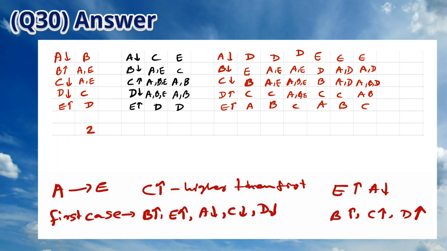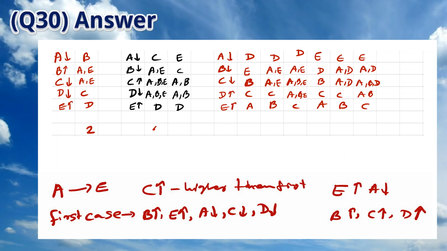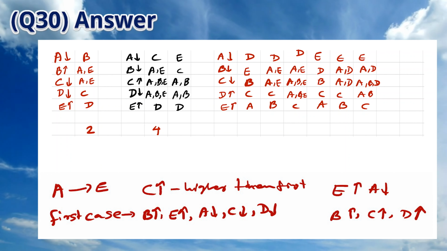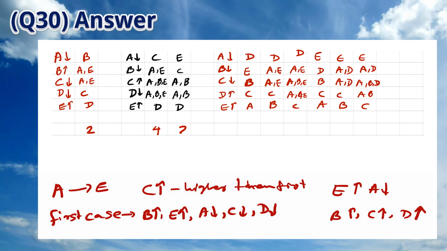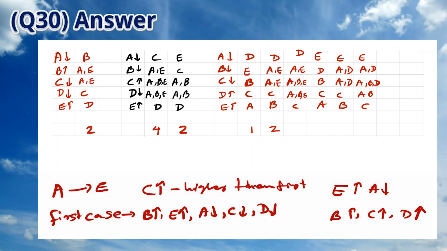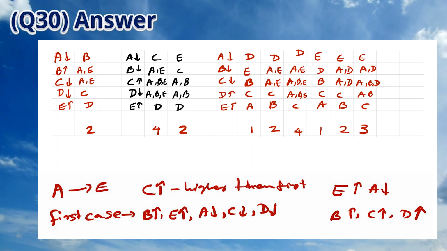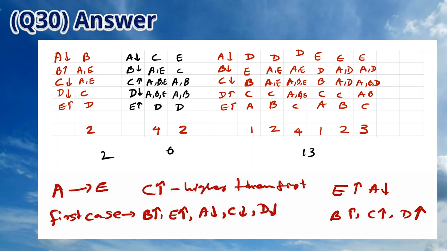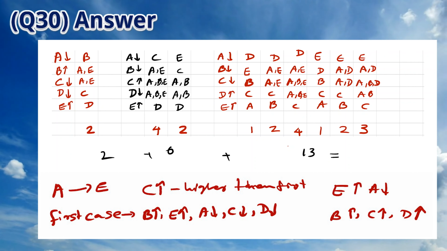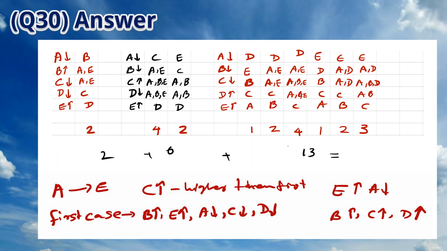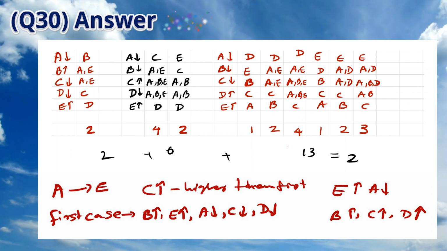In the first table, there's a total of 2 possibilities. In the second, there's 4 plus 2 possibilities. In the third, there's 1 plus 2 plus 4 plus 1 plus 2 plus 3 possibilities. We can add all of these up to give 2 plus 6 plus 13, or a total of 21 possibilities.